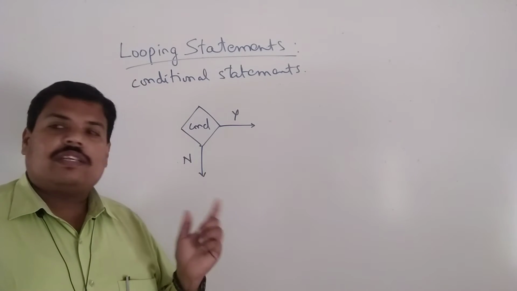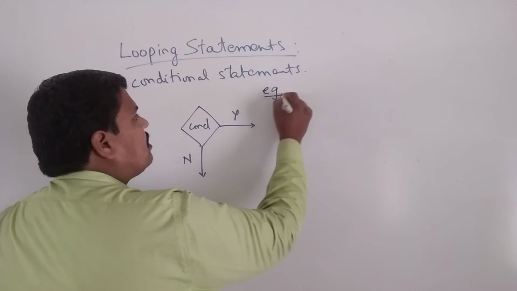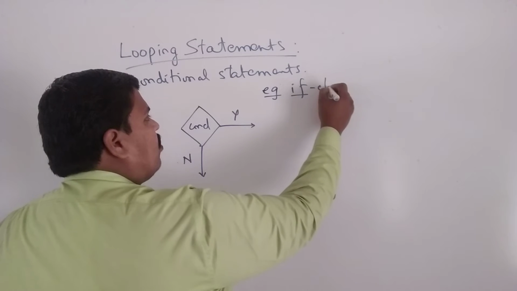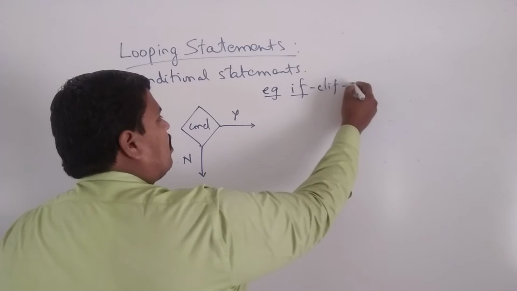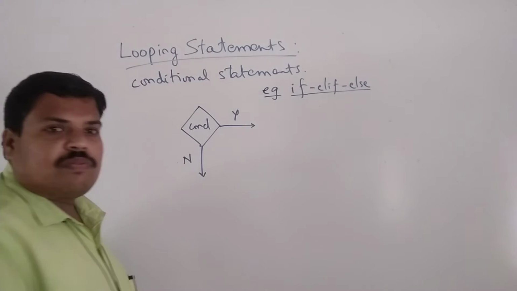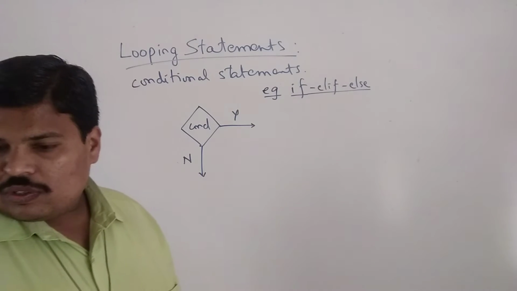That we have already done using which statement? The example was the if statement. We have also seen versions where elif was used, and where else was used. So this is the general structure of the if statement. Now we will go further.